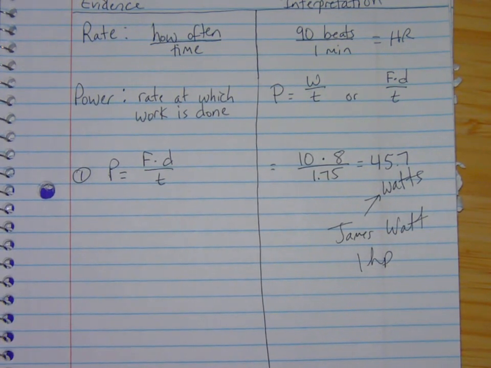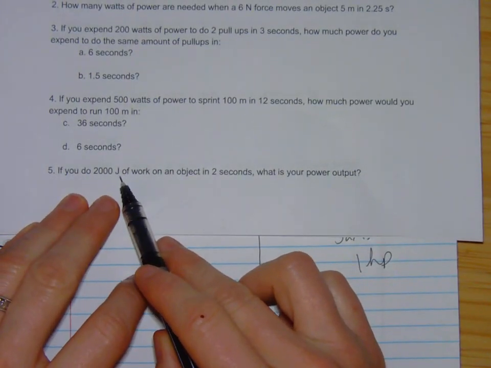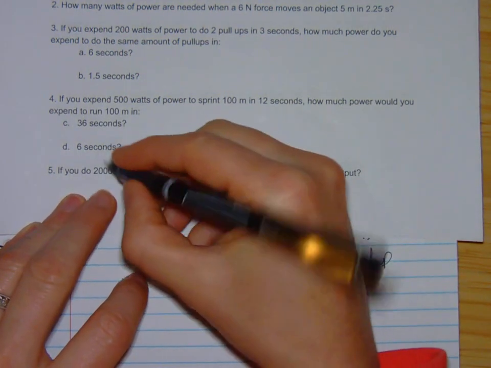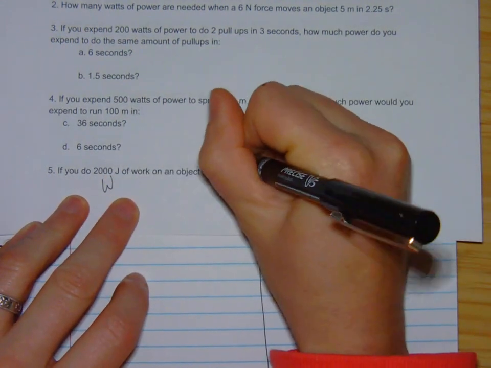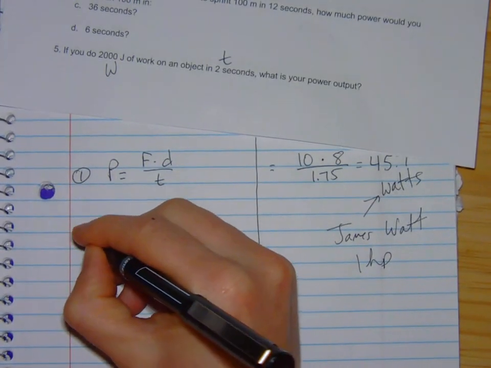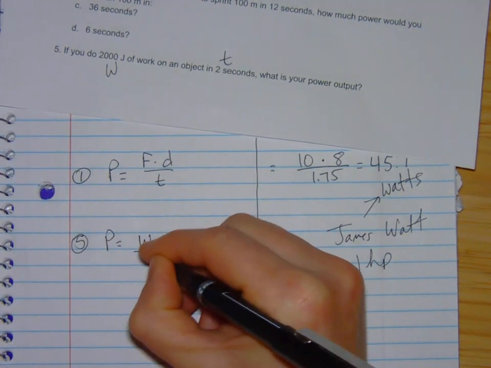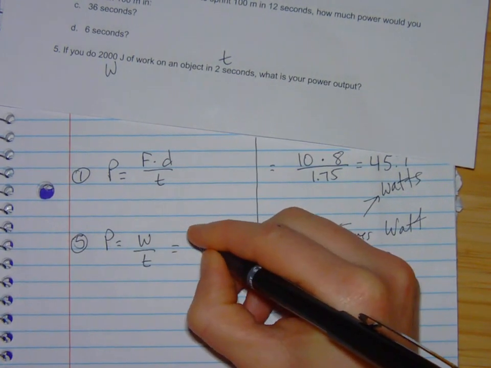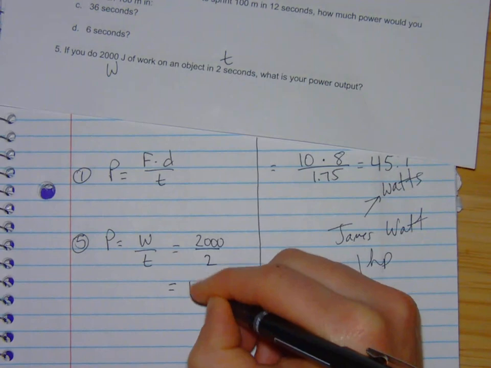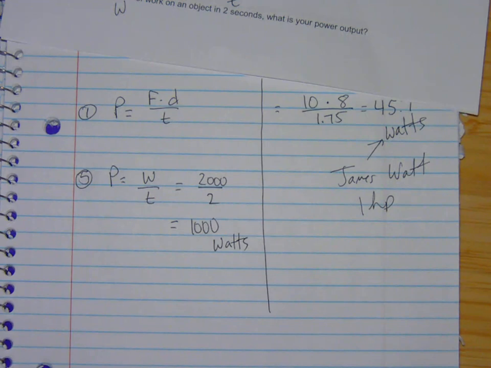I'm actually going to skip to number 5 on here, because this is the slightly different format where it says if you do 2,000 joules of work on an object in 2 seconds, what is your power output? Well, this is already in work, and this is time, because joules is a unit for work. So, not any more difficult, maybe a wee bit easier. Power is work divided by time. So it's going to be 2,000 joules divided by 2 seconds. So 1,000 watts. All right, 1,000 watts.